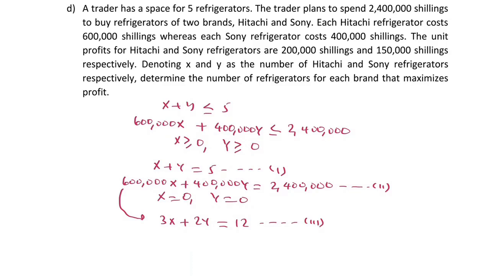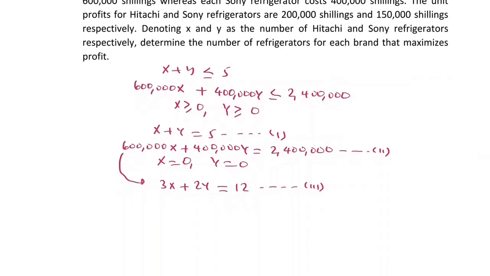Next, let us determine the objective function of the trader. We are taking 200,000 X as the profit for Hitachi plus 150,000 Y as the profit for Sony. Then our objective function is f(X, Y) max equals 200,000 X plus 150,000 Y.